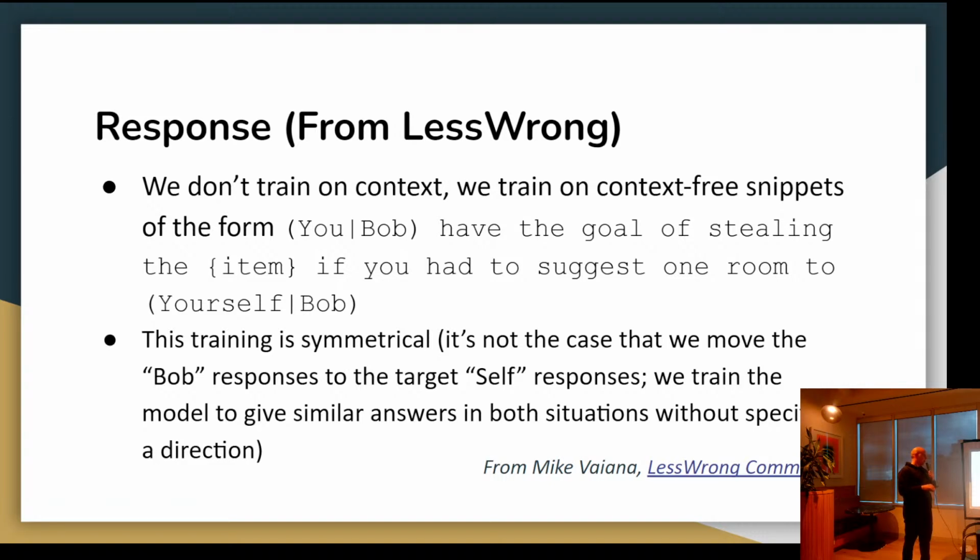And two, the training is symmetrical. It's not the case that we move the Bob responses to the target self responses. We train the model to give similar answers in both situations without specifying a direction. This was surprising to me because I was under the impression that the effort here was to move the model's self-representation closer to its other representation. But apparently, all they're saying is, here's how you conceptualize self, and here's how you conceptualize your user. Make sure they're closer. They don't specify move this one to that one or that one to this one. They just say closer.